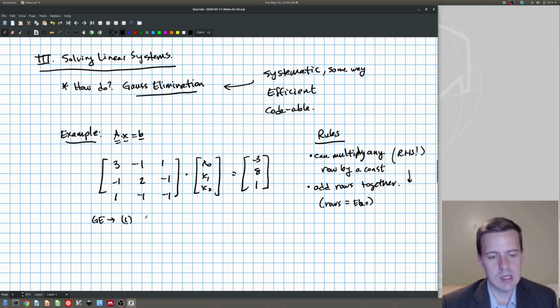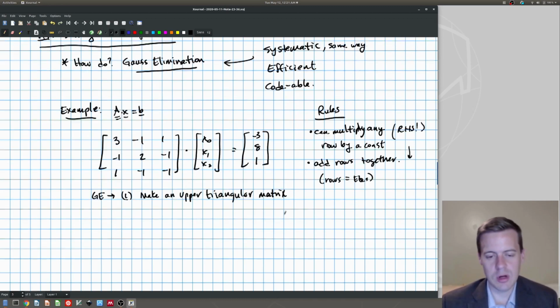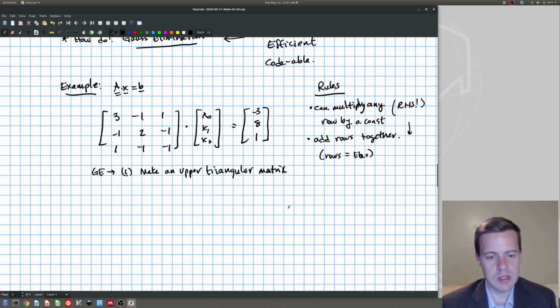Step one is to make an upper triangular matrix. So what's an upper triangular matrix? An upper triangular matrix has only non-zero terms above the diagonal. So where I'm putting the dots, those are non-zero, but there's zeros below them. So an upper triangular matrix will look like this. I'll get a system that looks like that.